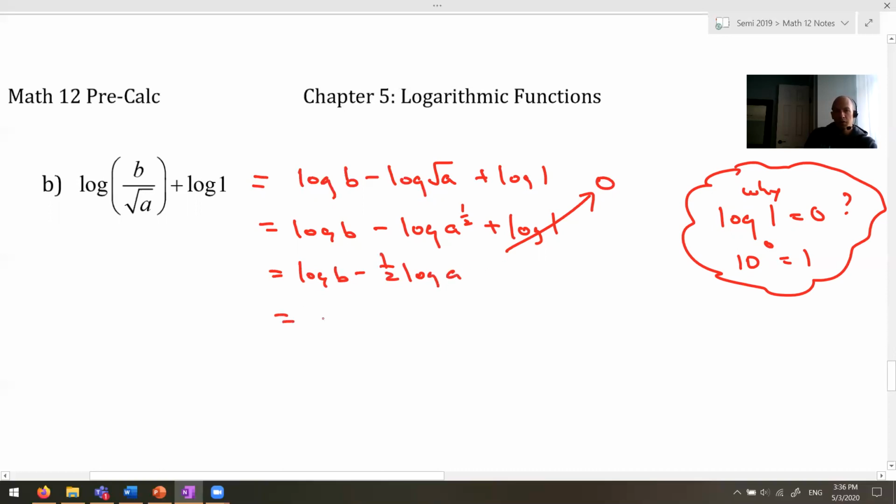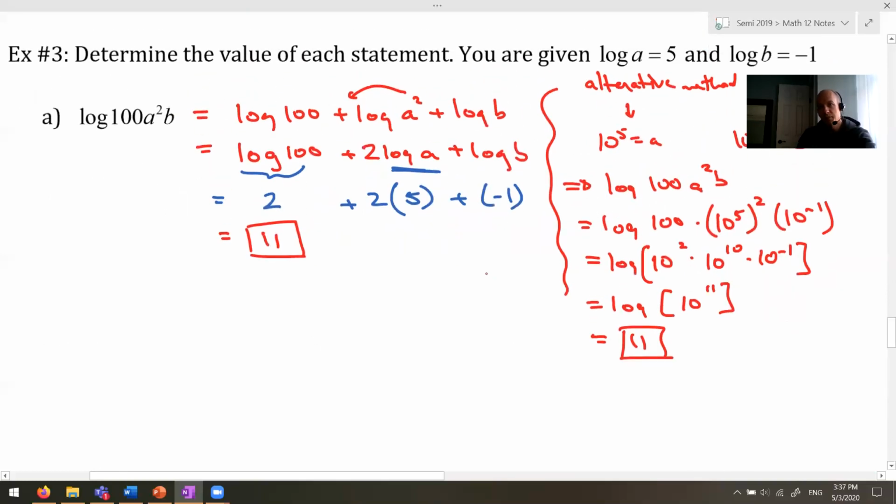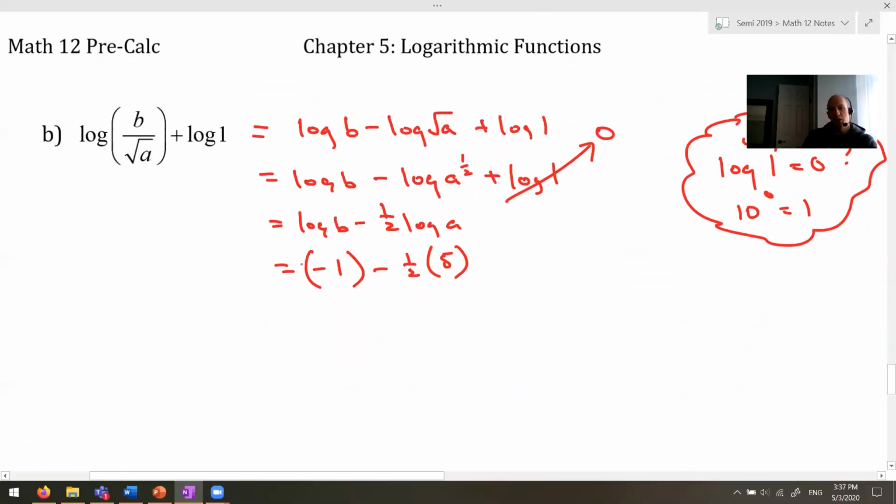Now we know that log B is equal to -1. And we know that log A is equal to 5, because that's what was defined earlier on. So now we can write this simply as -1 minus 5 over 2, which is equal to -7 over 2. Nifty.